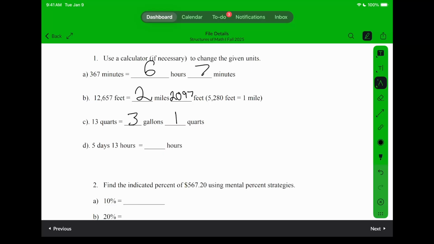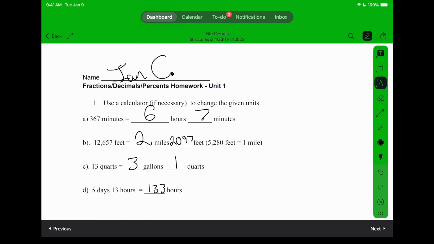And then 5 days and 13 hours. There are 24 hours in a day. So 24 times 5. 4 times 5 is 20. 2 times 5 is 10. Plus 2 is the 12. 120 plus 13 is 133. Okay, this is that first section of just little conversions.